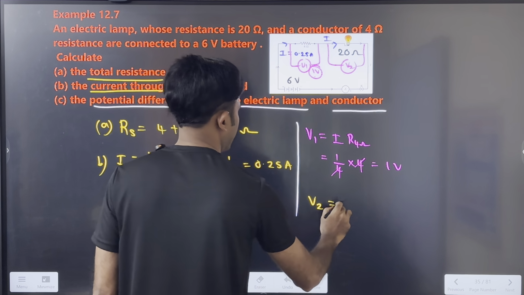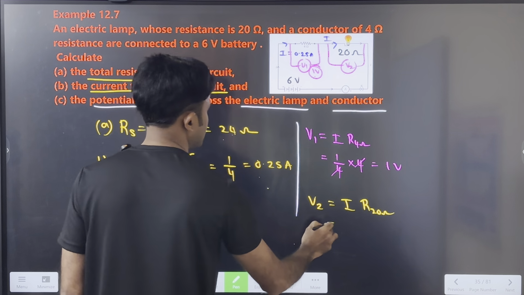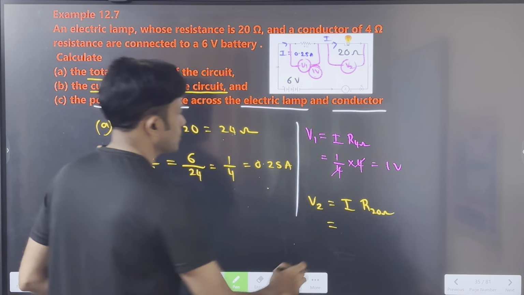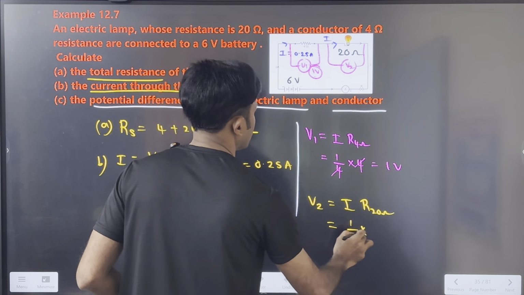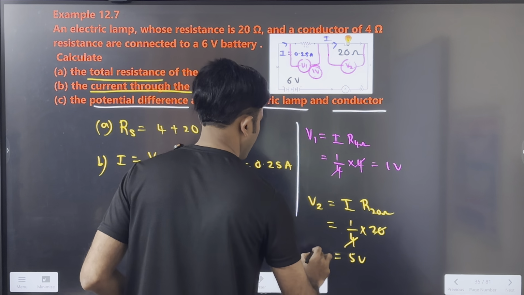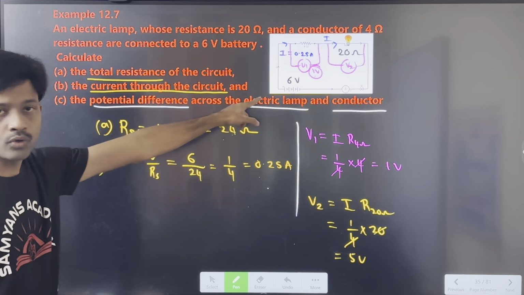How much current? The same current is flowing. The resistor value is 20 ohm. The current value we take here is 1 by 4, right? So 1 by 4 into the resistor value 20. 20 by 4 is how much? 5 volt. Okay.